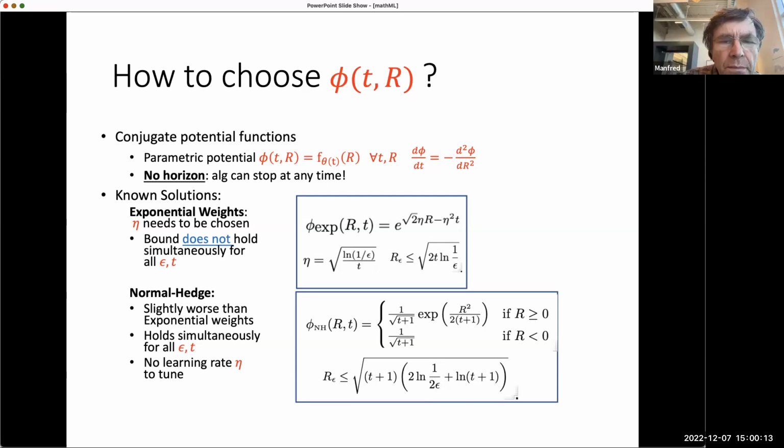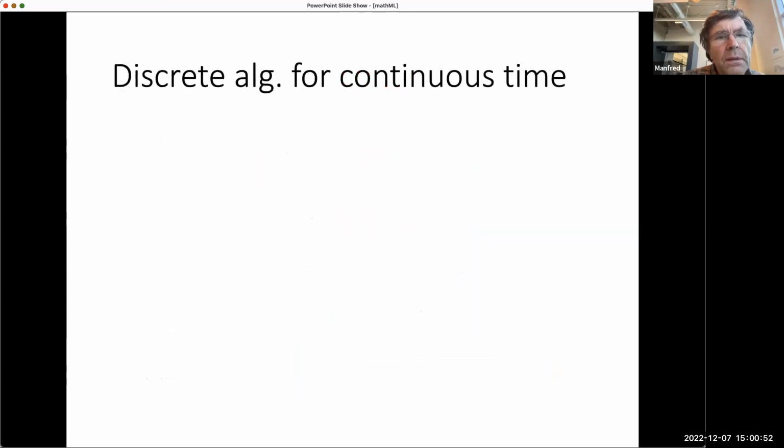Okay, so this, if you just look at it, is worse than this, right? It has the plus ln t plus 1. However, this one holds simultaneously for all epsilon and for all t. So you don't need to tune anything, and the bound is almost as good as the one that was tuned. And there's no learning rate. So this is an algorithm you can run, you can stop it at any time, and you don't need to set up anything in advance.